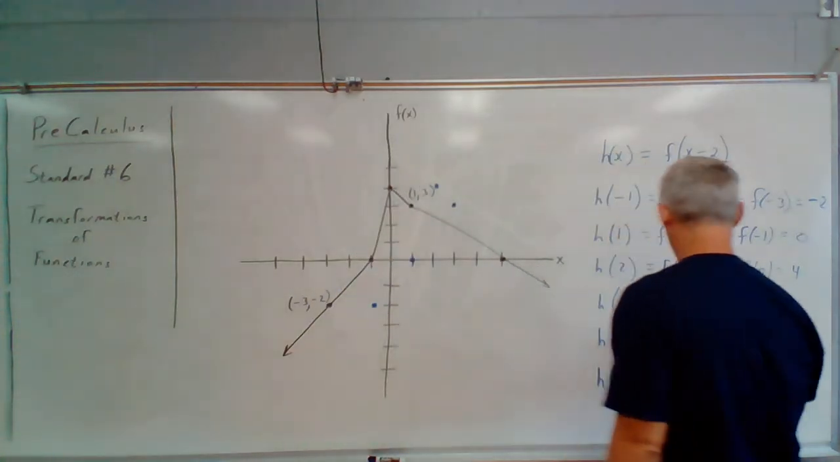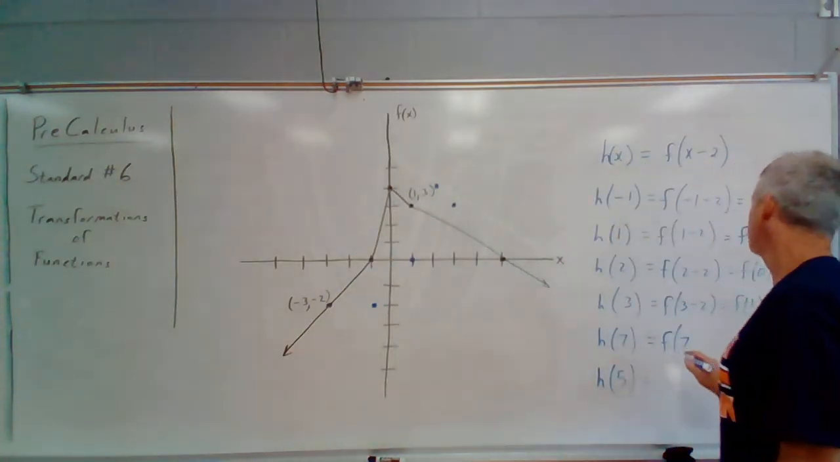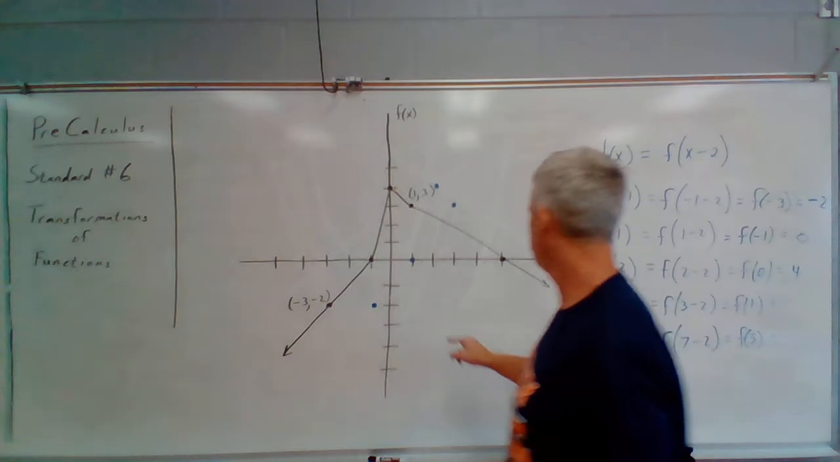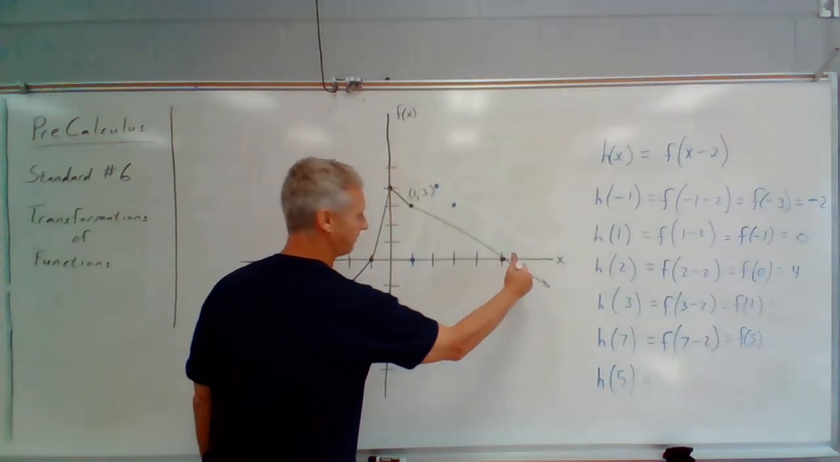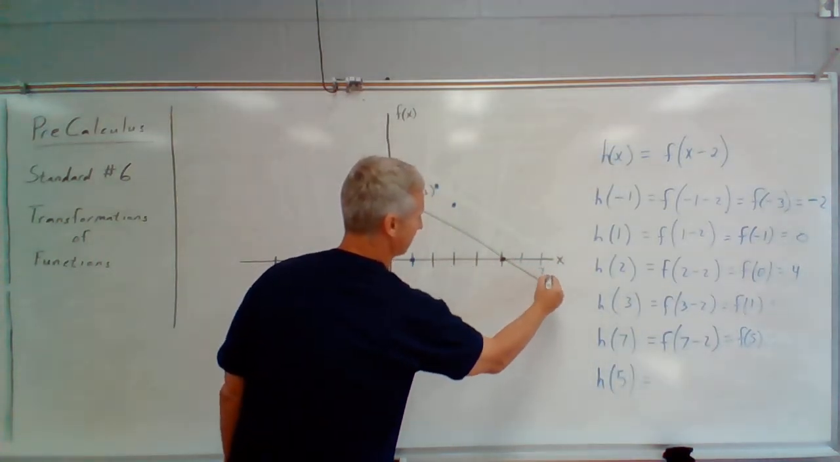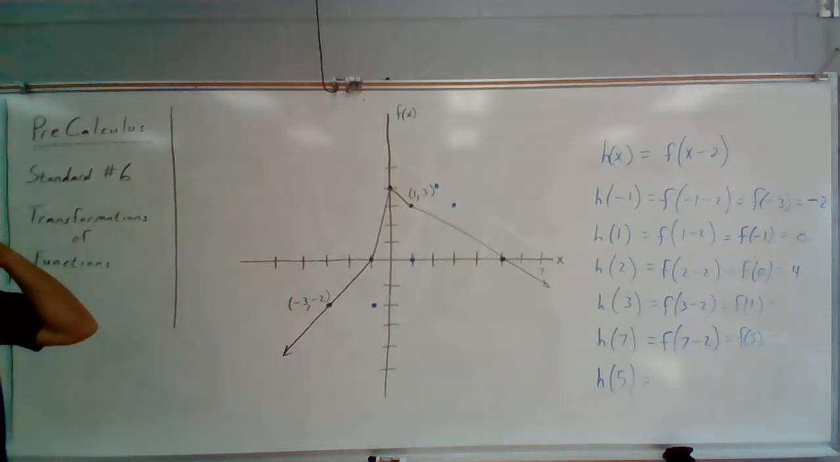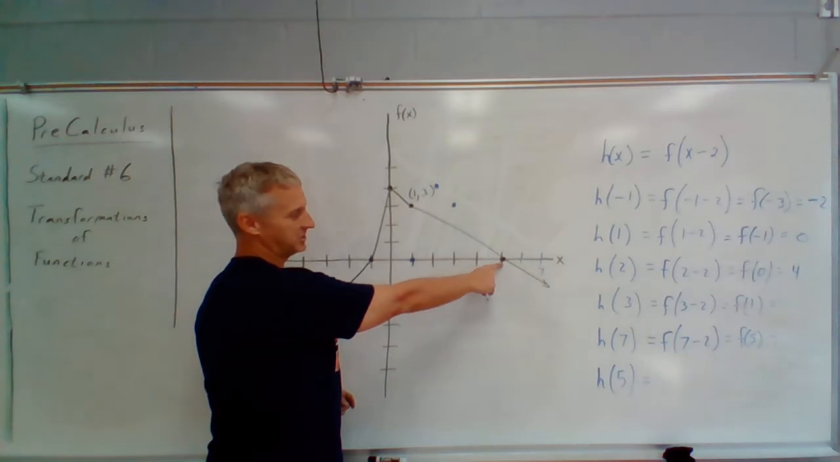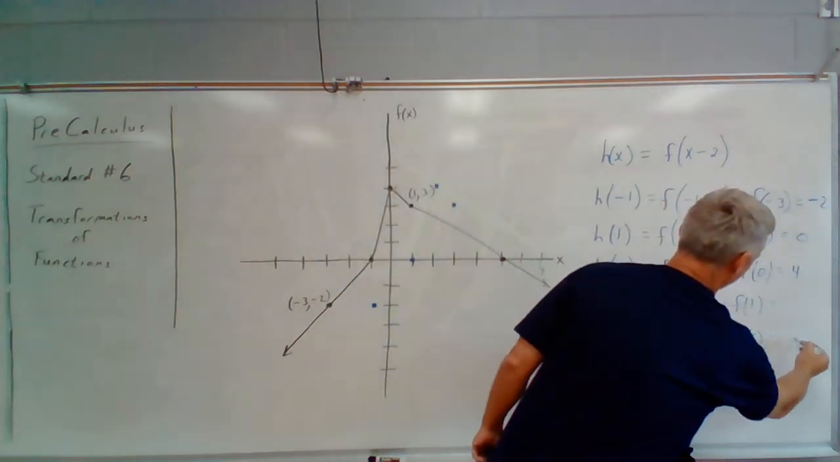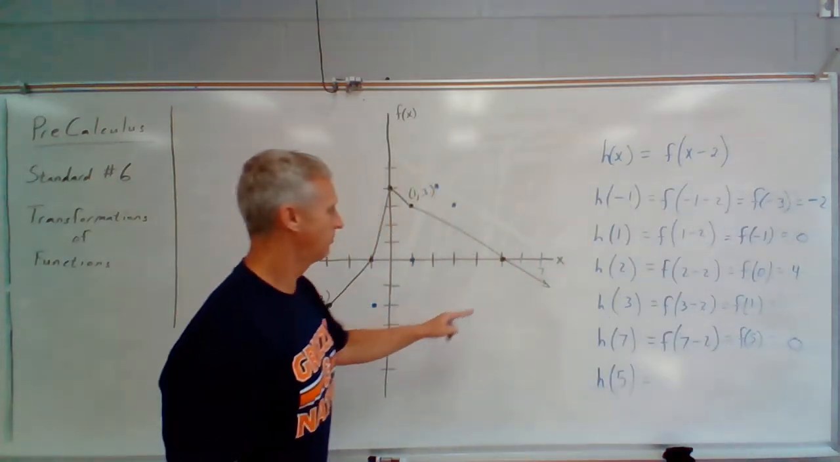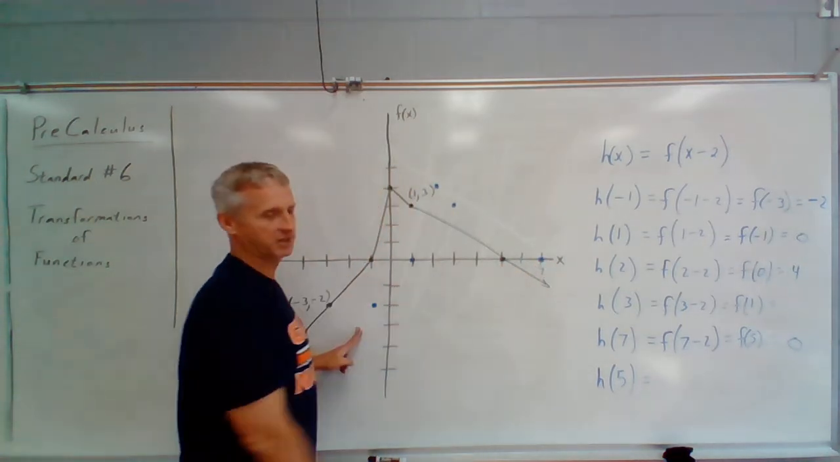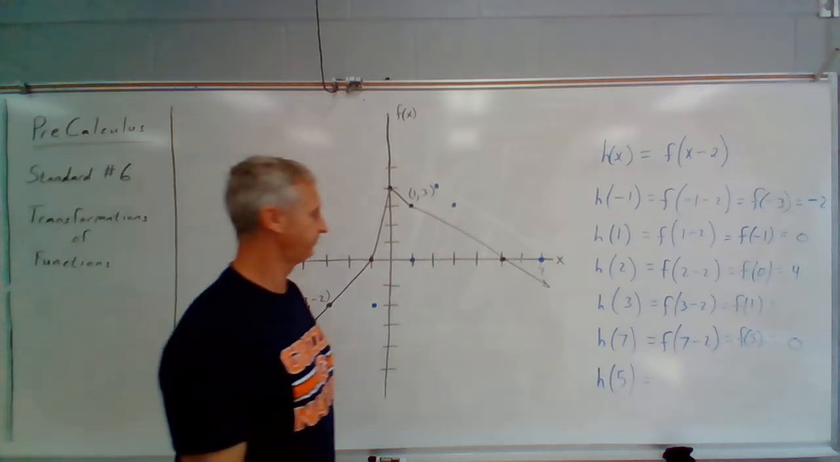All right, h of 7. That'll be f of 7 minus 2, which will be f of 5. So plugging a 7 into the new function, 1, 2, 3, 4, 5, 6, 7. Plugging a 7 into the new function is the same thing as plugging a 5 into the old function. If I plug the 5 into the old function, I get a 0. So plugging 7 into the new function should give me a 0. Notice that point got shifted right 2 spaces.